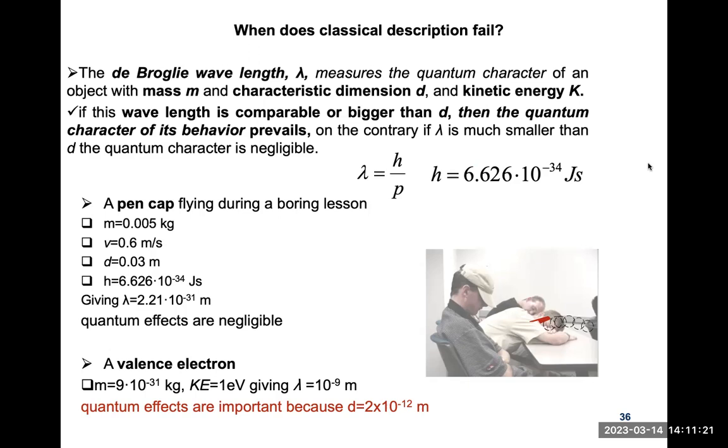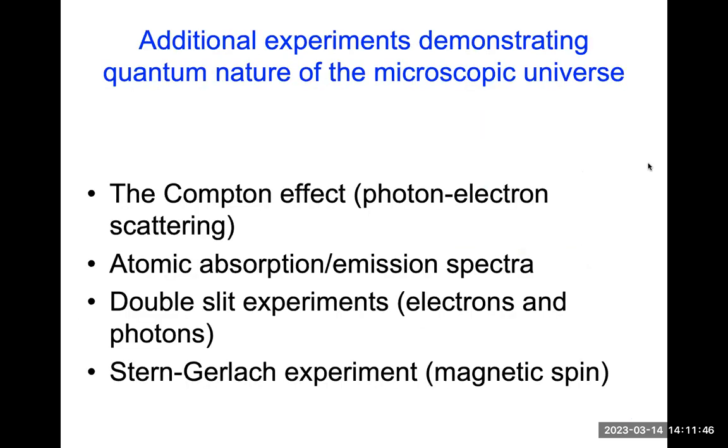Of course, its dimension is, I forgot, 3 centimeters. D is the size of the cap, 3 centimeters, 0.03 meters. So we're talking about 30 orders of magnitude separation between these two numbers, which is basically ridiculous to say that cap is in a quantum state. All right, so that just gives you a perspective on it.